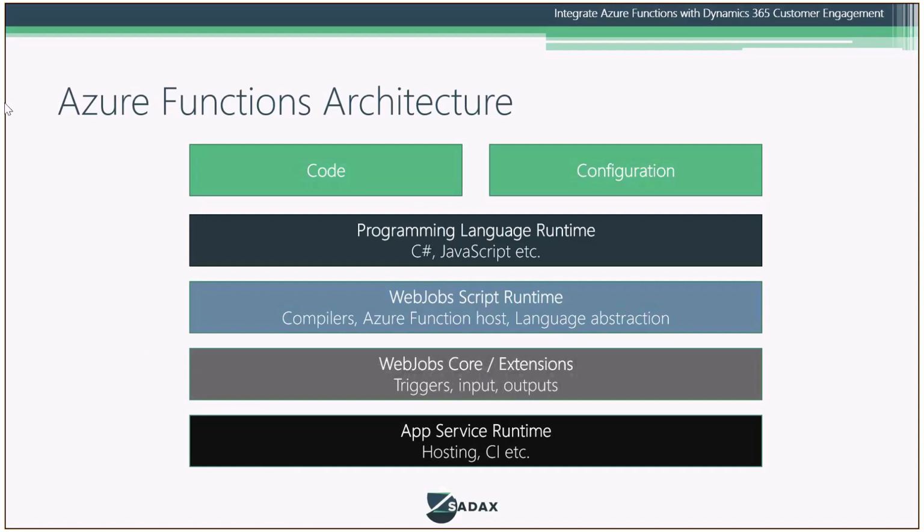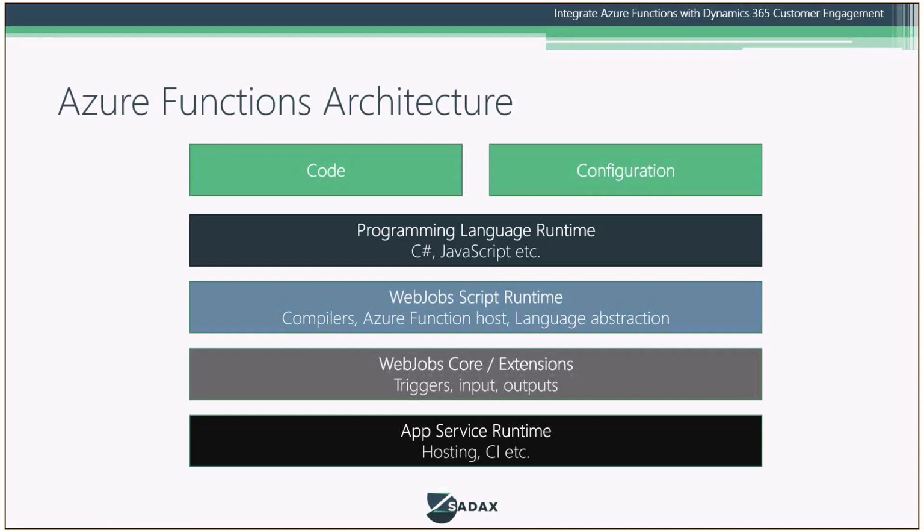So if we look at the bottom here, app service runtime is basically whenever you have a website that you want to host into Azure, you host it in an app service. So it has hosting capabilities and a bunch of other capabilities. But what's interesting here is it allows you to host a website.